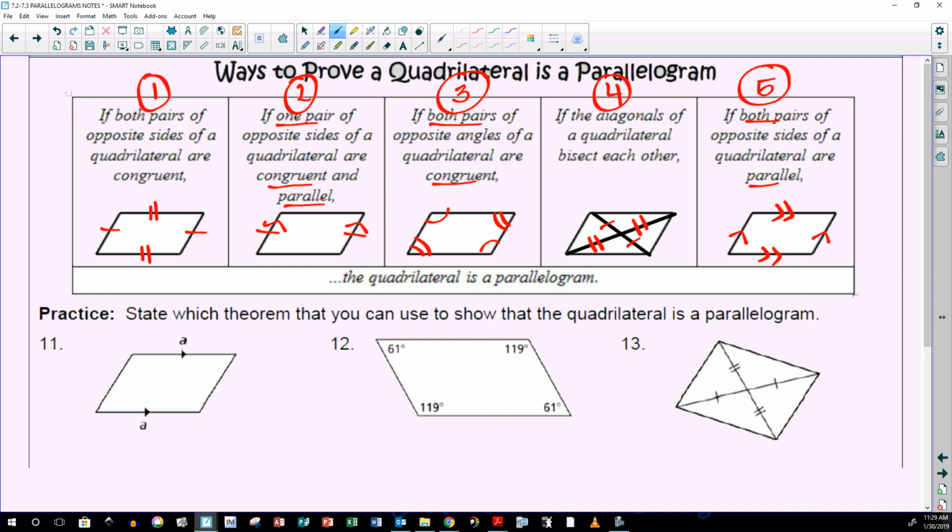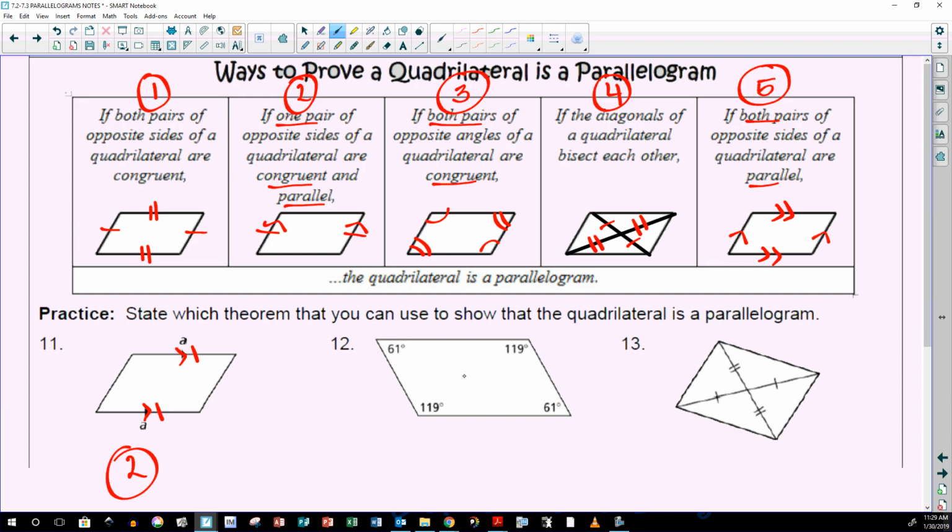So now it says to state which theorem you can use to show that the quadrilateral is a parallelogram based on the tick marks in the picture. So instead of having to rewrite them all out, I numbered them so I can just put the number underneath the picture, okay? So in this picture, I see that it has the arrows, and I also see that it's telling me that this is A units long, and this is A units long, so therefore they're also congruent. So this would be reason number 2, because it's one pair that's both parallel and congruent.